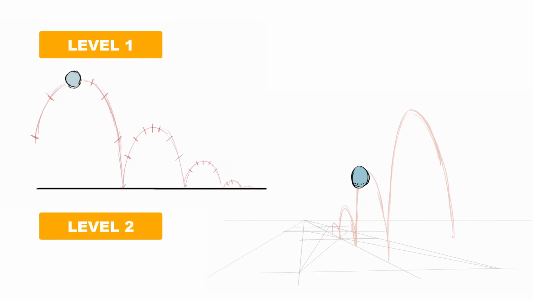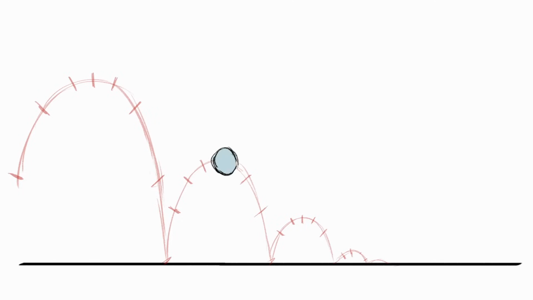For each exercise, we'll have a level 1, which is the easier version, and then once you can do that comfortably, move on to the level 2 version of it. Let's start with the bouncing ball so that we can get a really good understanding of arcs and spacing. For this exercise, I just want you to animate it straight ahead, meaning we'll draw each sequential frame one after the other. And I'll be animating on ones, meaning that there's a new drawing every single frame.